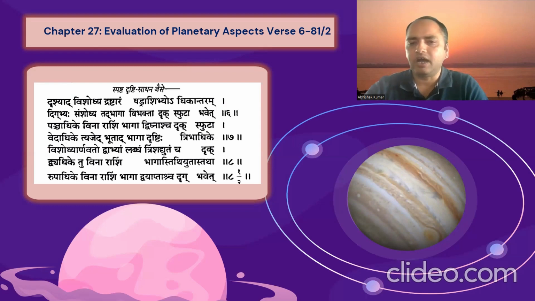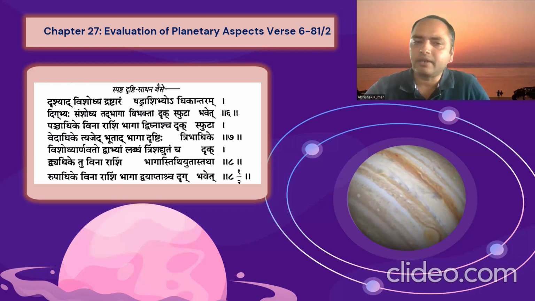Aspasta drishti sadhana. Drishyat visvyodha drishtaram, shastrasibhyo adhikantaram, digvasya sansodhyam tatbhaga vibhakta drikasputa bhave. He is starting with the definition. He is giving the definition here.